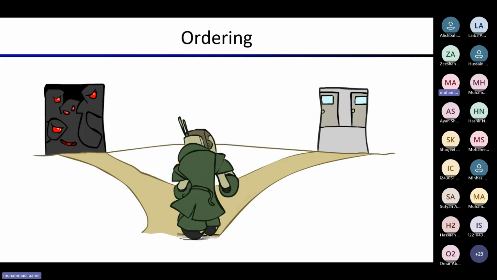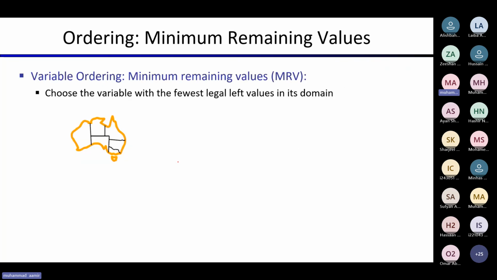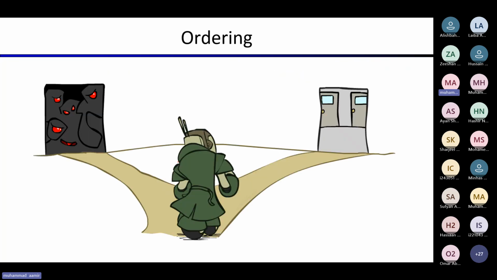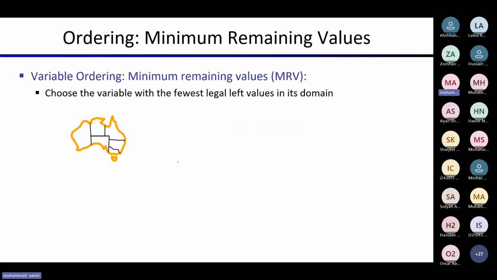Yes, I need to discuss the ordering thing. That is why I was asking for some time. And remember what was ordering? Ordering was which variable we need to select next, and which value we will select next. Very easy, two things.